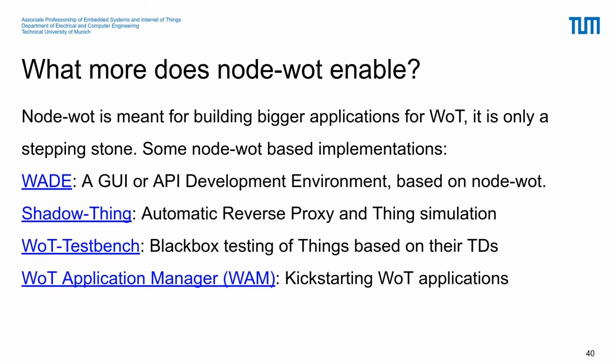So node-wot in the end is just a library. It's not one big project that lets you do everything. So the goal is to use node-wot in other projects, such as yours. Some node-wot-based implementations are, for example, WADE, the WoT Application Development Environment. It's based on node-wot and provides a GUI to call different interactions. Then there is Shadow Thing, which allows you to do automatic reverse proxy and protocol translation, input validation, and at the same time thing simulation in a multi-threaded fashion.